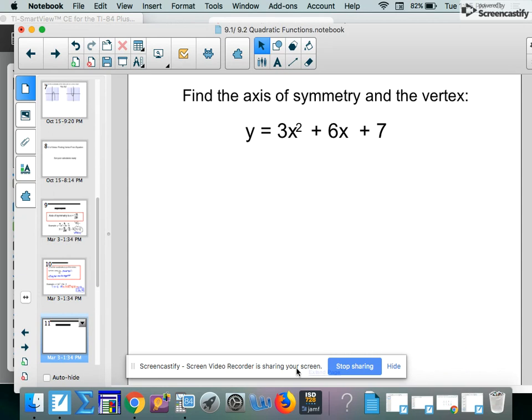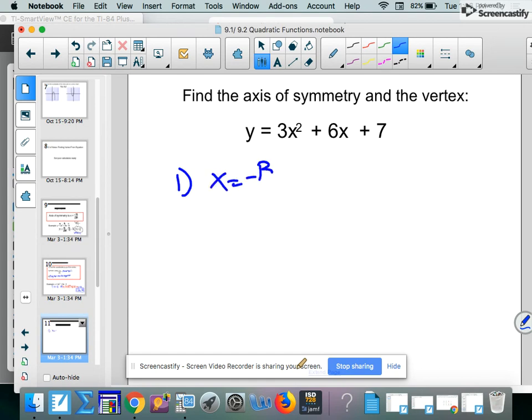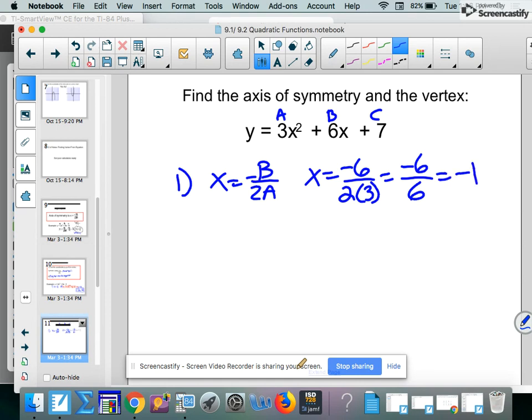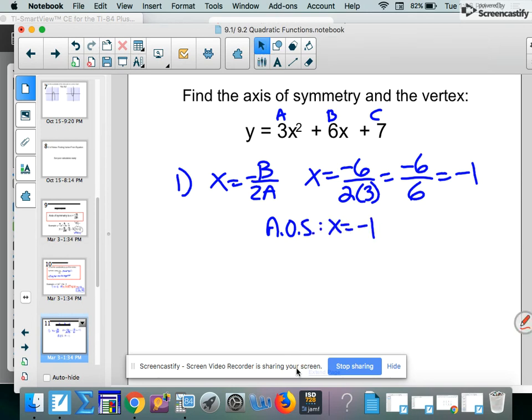So here's what this might look like. Find the axis of symmetry and the vertex. So again, step 1, your axis of symmetry is x equals -b over 2a. So I'm going to plug in. Remember, a is here, b is here, c is here. So -6 divided by 2 times a. Figure out the bottom first, that gives you 6, and I get -1. So that's your axis of symmetry, x equals -1.